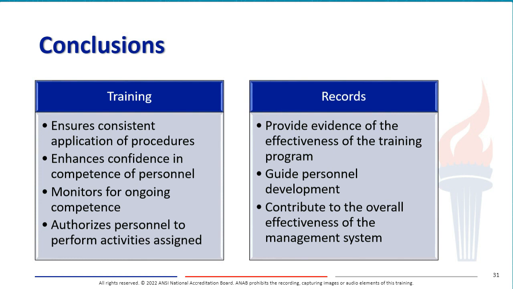On the other hand, here, training records are just as important as the training itself. The records provide evidence of the effectiveness of the training program, as well as the training that has occurred. These records can guide personnel development when compared to the training requirements. What's missing? What training has not been performed or could be performed in a different manner? And finally, the records contribute to the overall effectiveness of the management system.